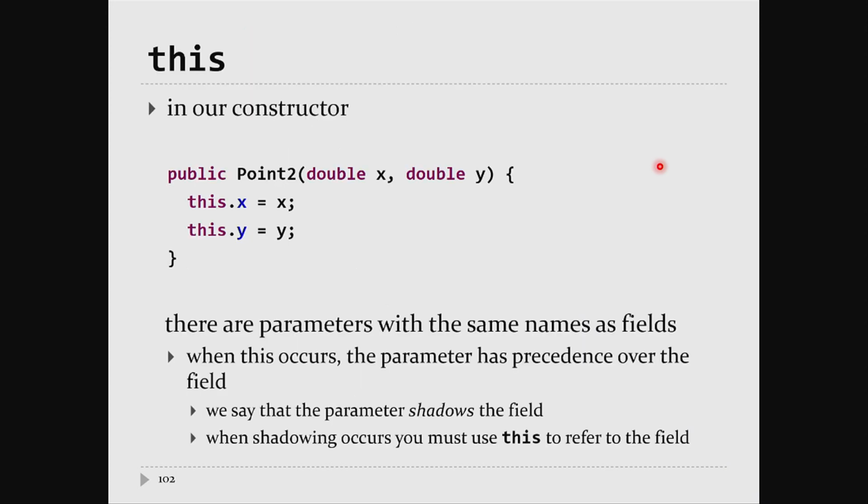All right, I'm just going to do this slide, and that'll be it. So in that constructor, there are parameters with the same names as the fields. When that occurs, the parameter has precedence over the fields. We say that the parameters shadow the fields, and when shadowing occurs, you have to use this to refer to the field. And that's why the keyword this exists in the language.